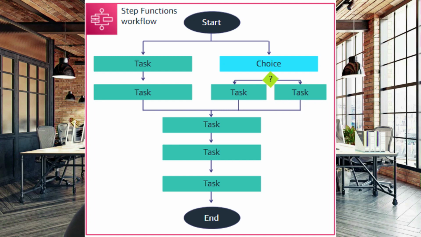Task states. A task state represents a single unit of work that a state machine performs. All work in your state machine is done by tasks. A task state performs work in several ways: using a Lambda function, passing parameters to API actions of other services, or completing an activity, which is an application that you host or run through an activity worker.